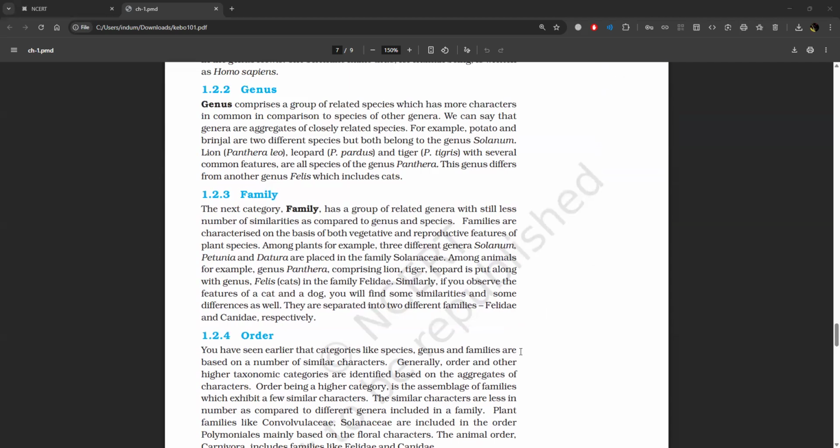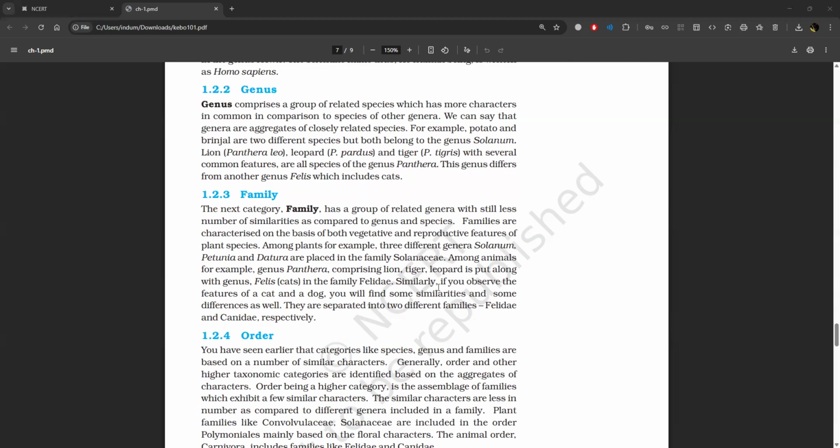1.2.2 Genus. Genus comprises a group of related species which has more characters in common in comparison to species of other genera. We can say that genera are aggregates of closely related species. For example, potato and brinjal are two different species, but both belong to the same genus Solanum. Lion, leopard, and tiger, with several common features, are all species of the genus Panthera. This genus differs from another genus, Felis, which includes cats.